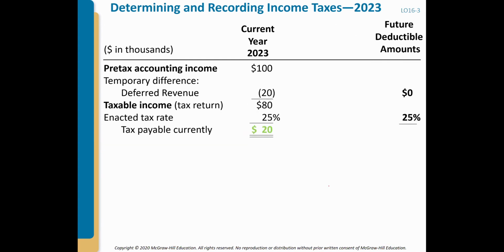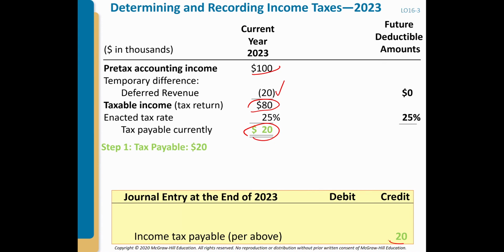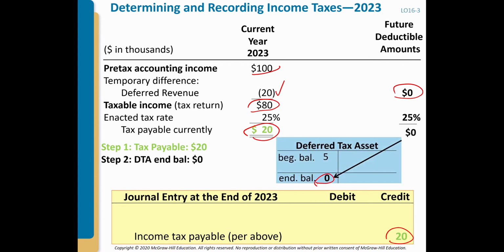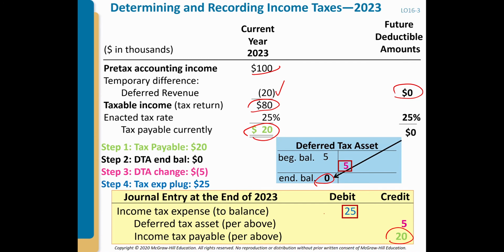And then 2023 similarly, right? So we have pre-tax accounting income of 100. Now for taxable income, we're allowed to deduct that 20, right? So taxable income is only 80. 80 times 25, you got 20. So this is the income tax payable, right? Tax due. And then now we have 0, right? So future deductible amounts, then this account should be 0 balance. How to make it become 0? So we need to credit 5, right, to this account. And then the last item in the journal is the income tax expenses. That makes sense, everyone?